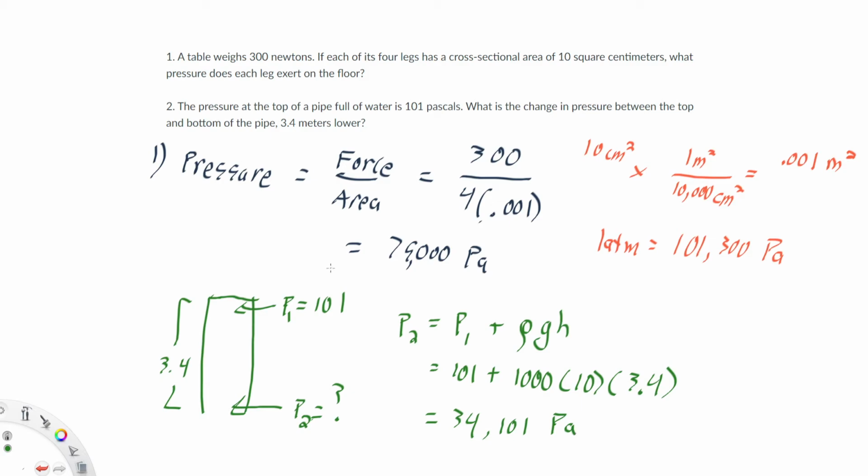Oh, actually, one thing I noticed, they were asking for the change in pressure, not the total pressure. So actually, they don't want this 101, just this rho GH. So delta P. Pipe full of water, change in pressure, 3.4 meters. Yeah, I don't know where they're getting another factor of 2.